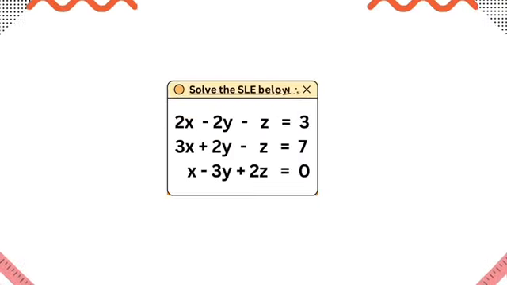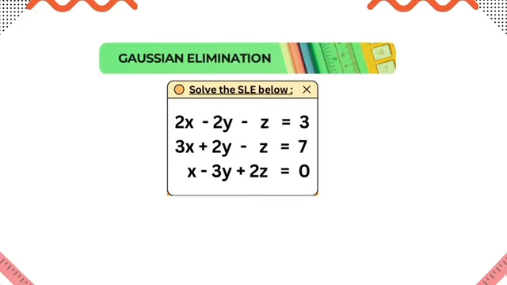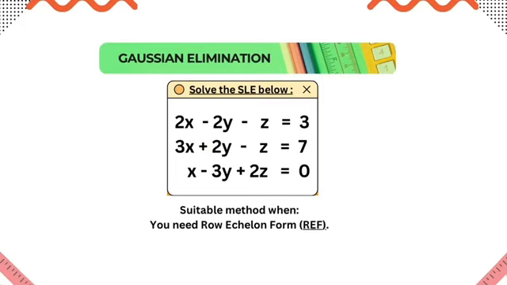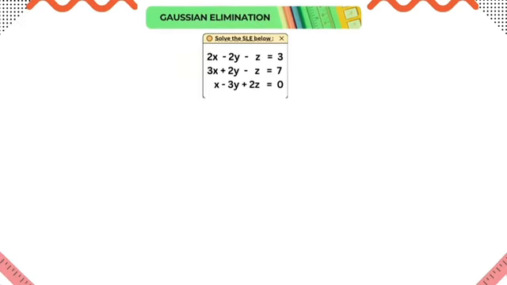There are many ways to solve the system of linear equations, and one of them is the Gaussian elimination. This method is particularly important if you would like to get the REF form as your final result. Now, let's have a look at this question. Don't panic, we'll guide you step by step.